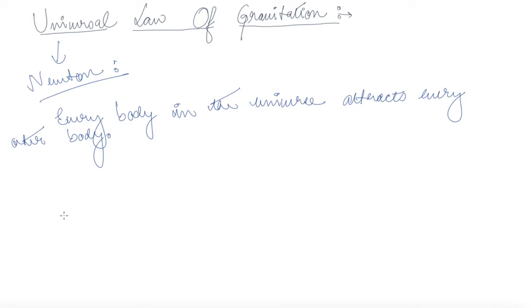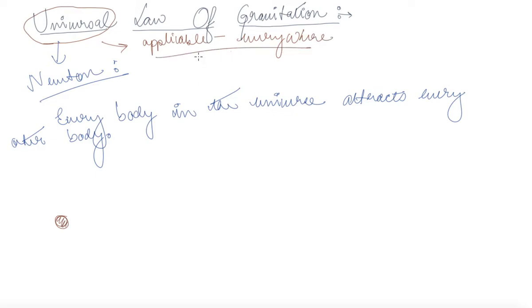Suppose you are over here and there is another body in the whole of the universe. Now it is applicable since this is the universal law of gravity. Universal means it's applicable everywhere. So since this is applicable everywhere, it should also be true on the surface of the earth.